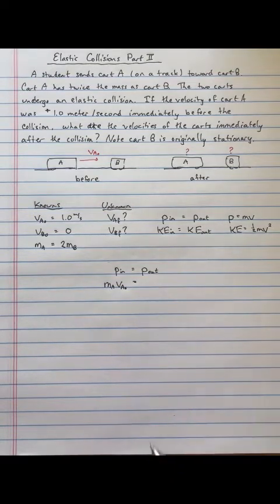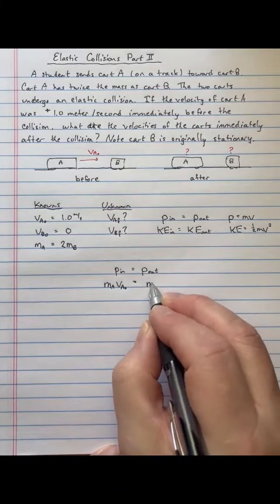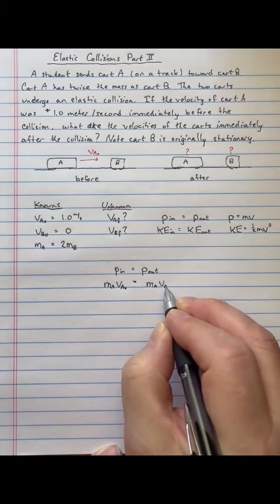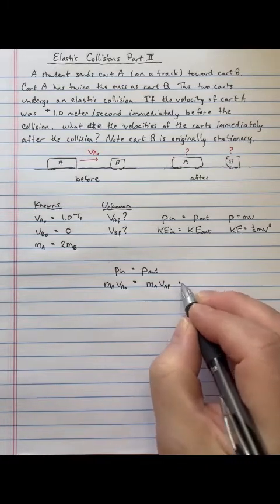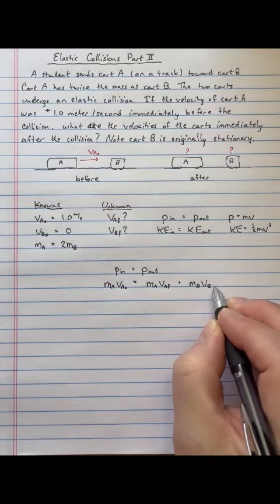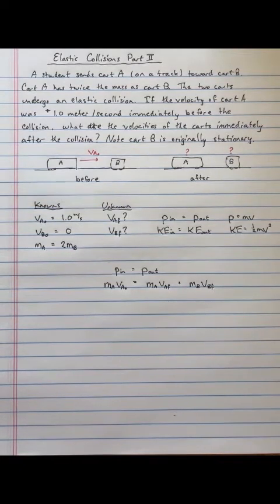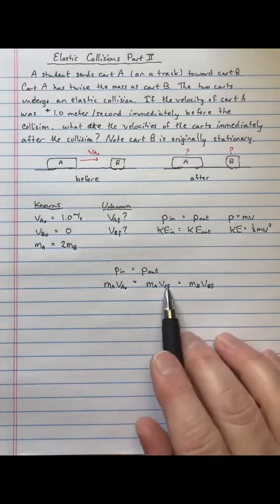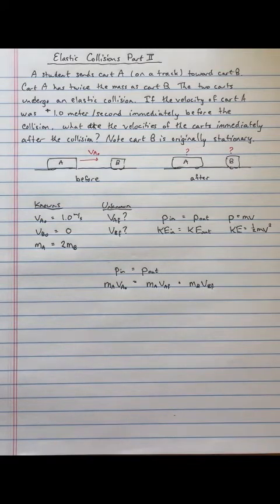After the collision, we don't know which cart has what kind of velocity, so we have to treat both as unknowns. So, mass of cart A times final velocity of cart A, and mass of cart B times final velocity of cart B. Those are our two unknowns. We have one equation, two unknowns. As we all know, we need two equations with the same two unknowns in order to solve that system.